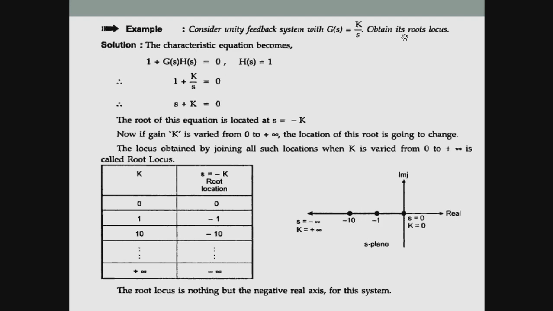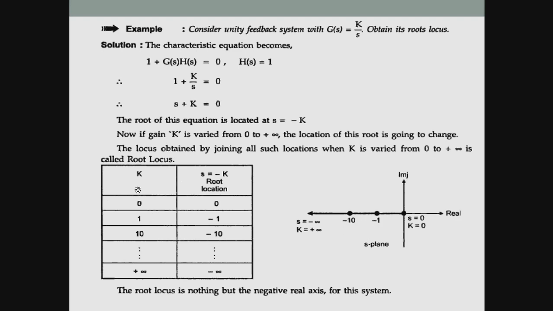Let me take a simple example. I have considered a unity feedback system with G of s as K by s. Obtain its root locus. So 1 plus G of s into H of s is equal to 0, and H of s is equal to 1. Substituting, G of s is equal to K by s and H of s is equal to 1. So what would be my new root? s equal to minus K.